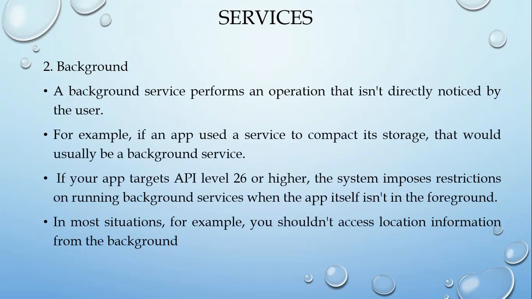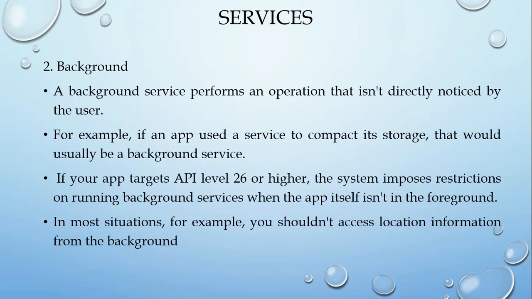So if an app is asking for your location and it is not even running, like for example, WhatsApp is asking for your location, and you have clicked on allow, and your system is showing WhatsApp is currently using your location, but you have not even opened WhatsApp, that's wrong. You shouldn't access location information from the background. You can utilize it only while the phone is running that app.